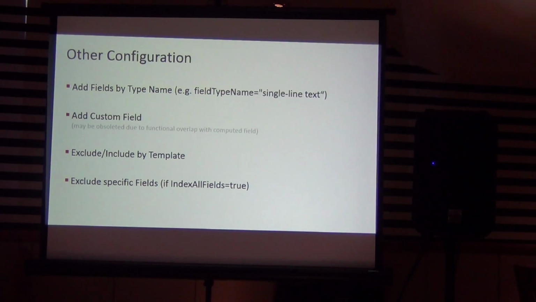Then we have something called custom fields, and I was having a discussion with one of the devs from the Sitecore 7 team today, because I had some questions around it. I had some things I didn't understand, and he said that this may be obsoleted because there is a big overlap with what you can do with computed fields. And if any of you have worked with the advanced database crawler, add custom field may sound familiar.